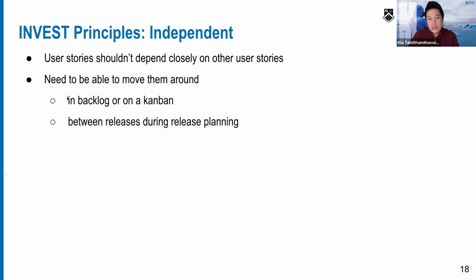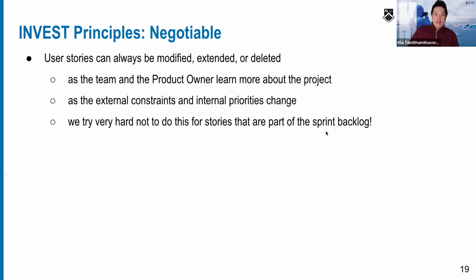A good user story should be able to move around the backlog or the Kanban, and between releases as well. Negotiable: a good user story should be able to be modified, extended, or deleted. Sometimes requirements change over time. When you discuss with the client, sometimes they don't want something anymore, so it should be deleted easily, or the priority changed. So it should be negotiable. Very easy to understand here.